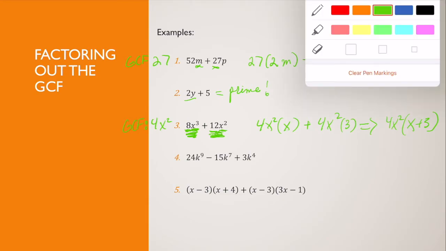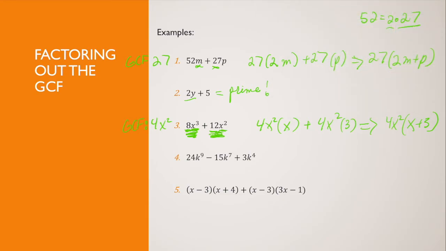Let me change colors and do these next couple of examples. So the greatest common factor of 24, 15, and 3, well, 3 is our smallest option. 3 goes into 15 and 24, so my greatest common factor is going to have to include a 3. Then I've got k to the 9th, k to the 7th, k to the 4th. We're going to use k to the 4th. So I've got 3k to the 4th times, 3 times what gives me 24? 8. 8k to the 5th minus 5k cubed plus 1.